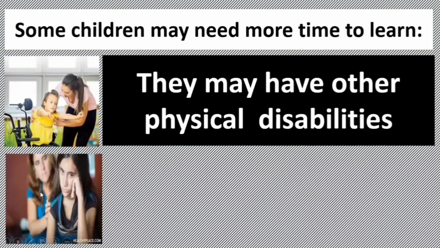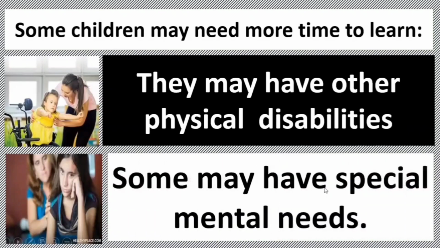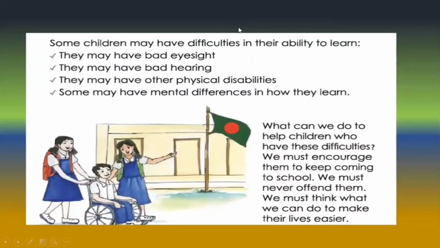Again, see this one, some may have special mental needs. Yes, so these type of special needs children, they are living in our society. So we should not avoid these children. We should not neglect these children. Rather, what we should do, we should take proper care of them. We should nurture them. So see what is written in your book, page number 8.